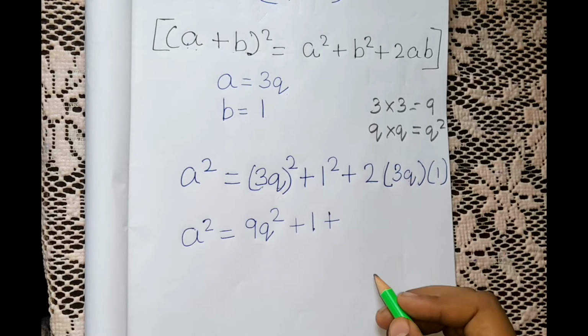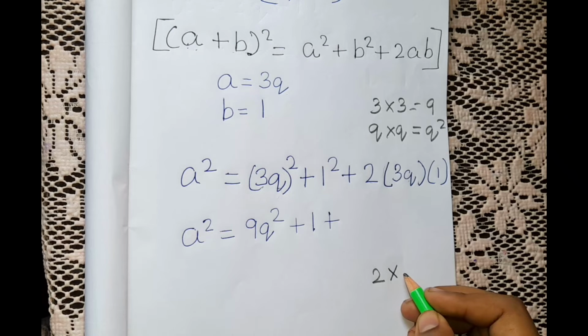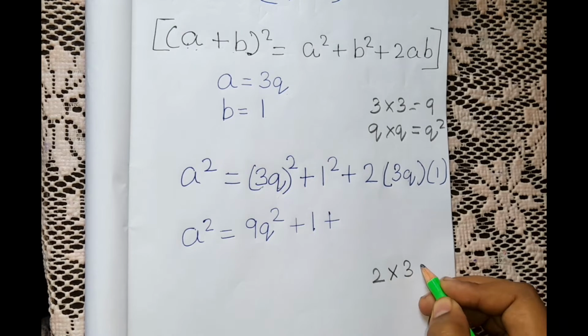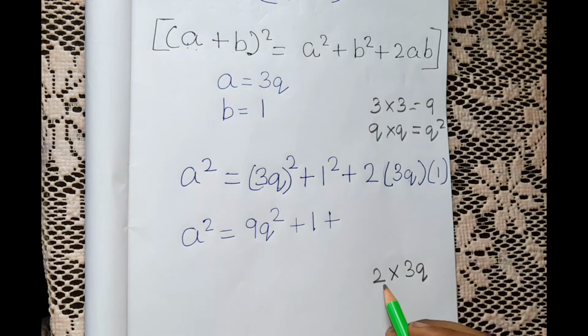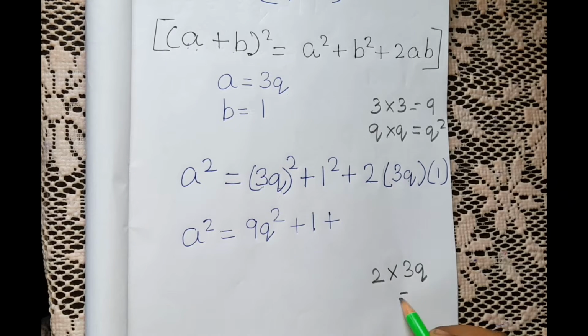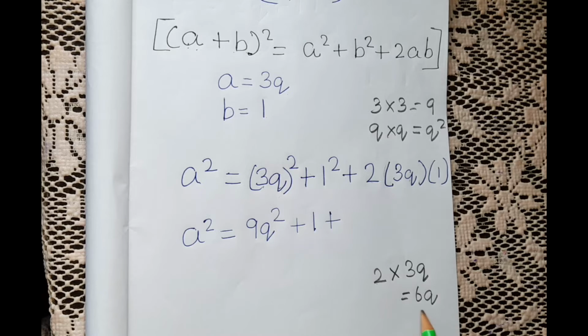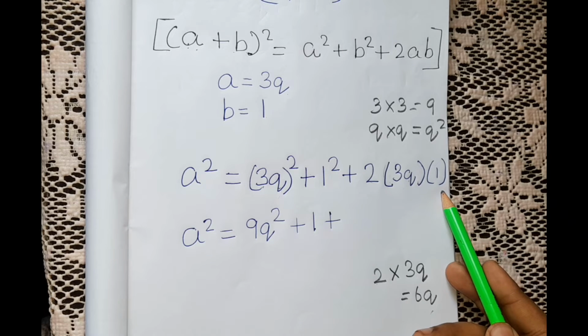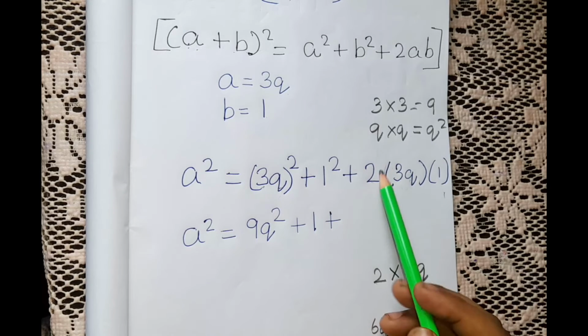First of all, instead of the bracket I am going to write a multiplication sign here for your understanding. So first let's take this term, that is 2 into 3q. 3 2s are 6, we shall write 6 as it is, and here we have only 1q, so we write q as it is. So it is 6q, and we got the answer here, that is 6q.